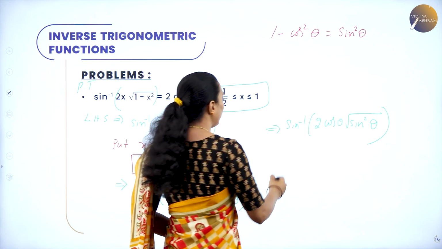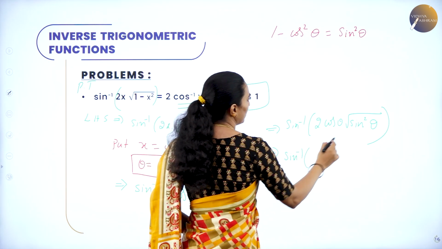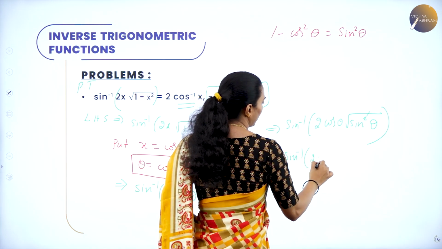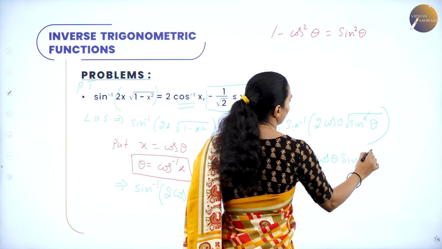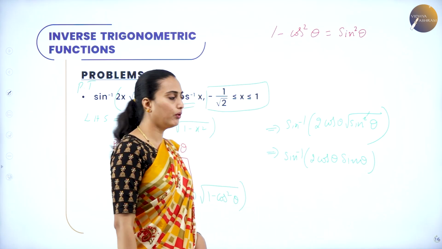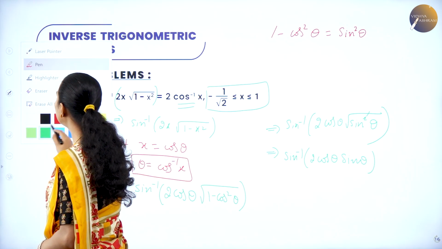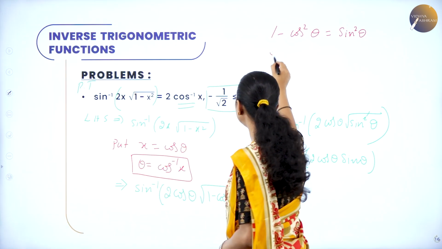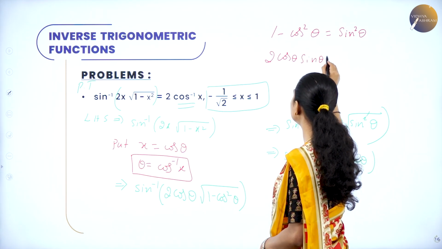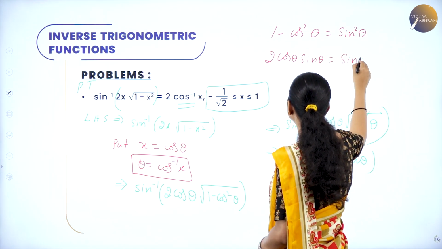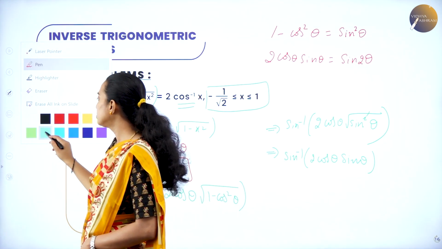So you are going to have sine inverse of 2 cos theta into sine theta under root, and the square will go, right? So now what is 2 cos theta into sine theta? 2 sine theta into cos theta is sine 2 theta. Right? So I am going to write it here sine 2 theta.